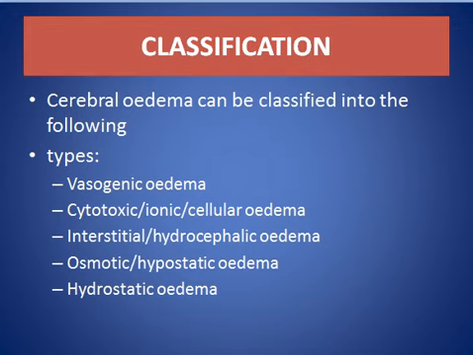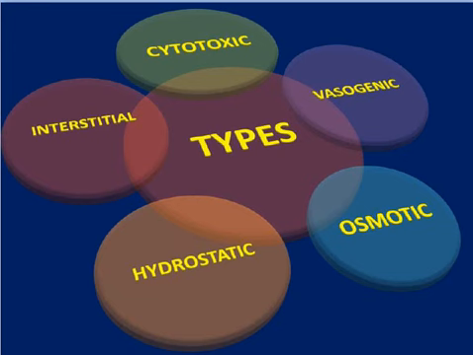What is the classification of cerebral or brain edema? It can be classified into vasogenic edema, cytotoxic edema, interstitial edema, osmotic, and hydrostatic edema. I will discuss in this short talk the cytotoxic edema, vasogenic edema, and interstitial edema. Here, these are the types of cerebral edema.